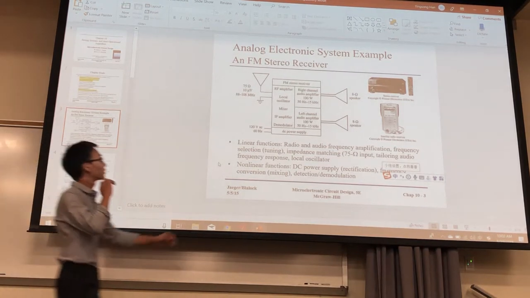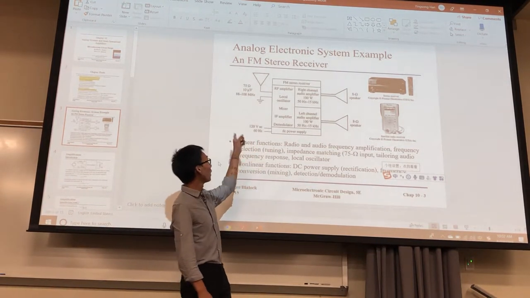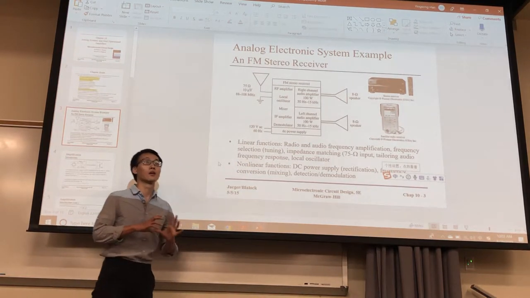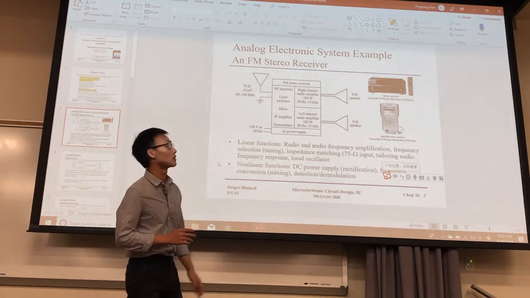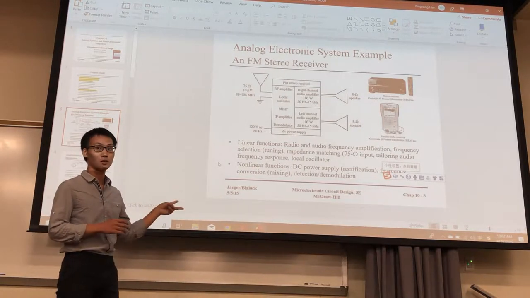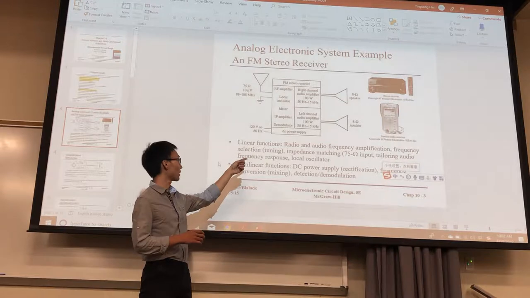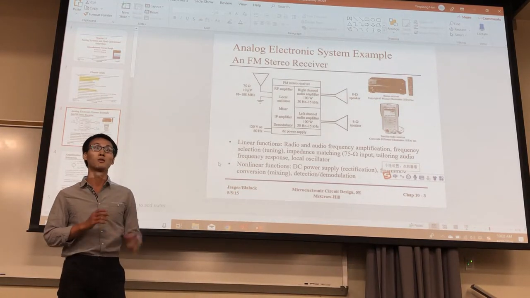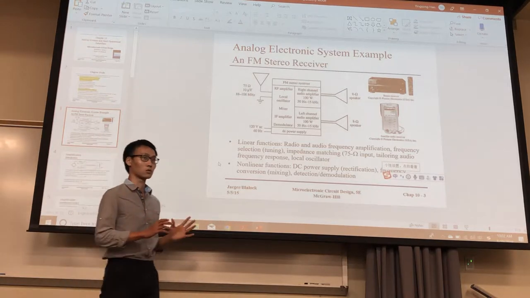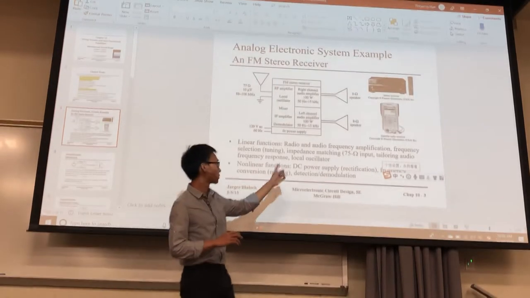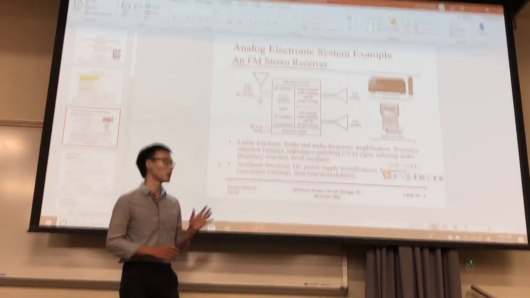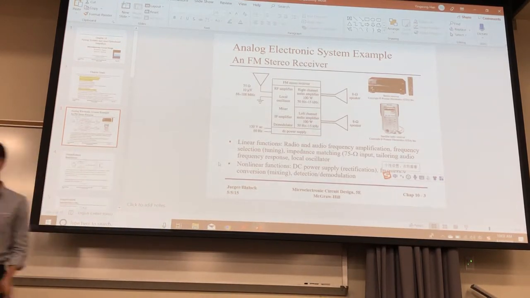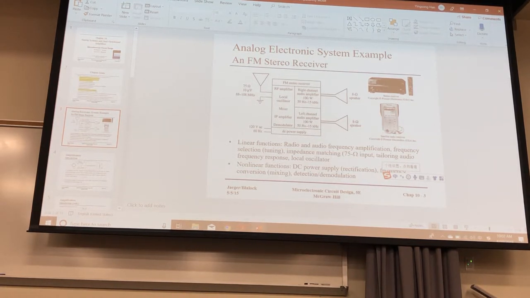We also have a voltage source of 25 volts, and the block represents the functionalities of this stereo receiver, and we also have two speakers. For the block, we have two basic functions: linear functions and nonlinear functions. Linear functions will only amplify the signal, and they will not do something like the DC power. Nonlinear functions affect the current or voltage, for example through rectification. So they are basically two functions.